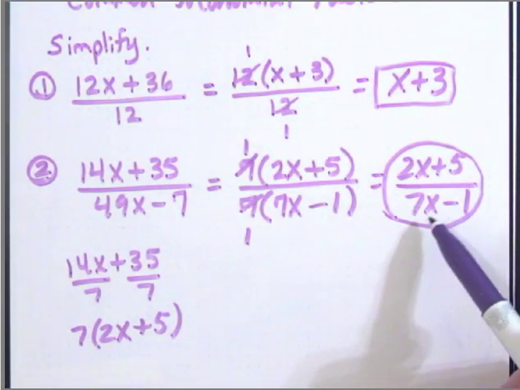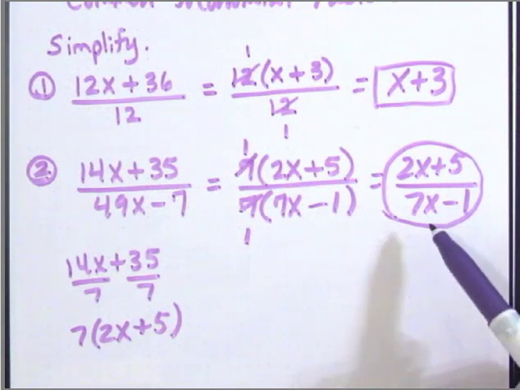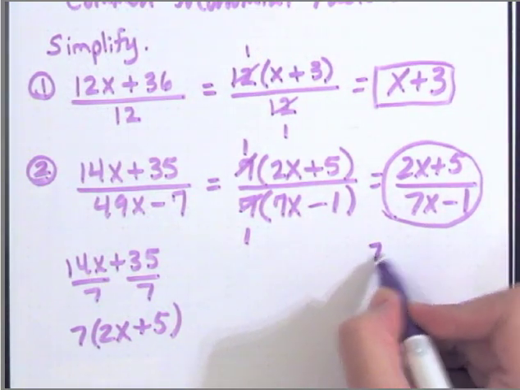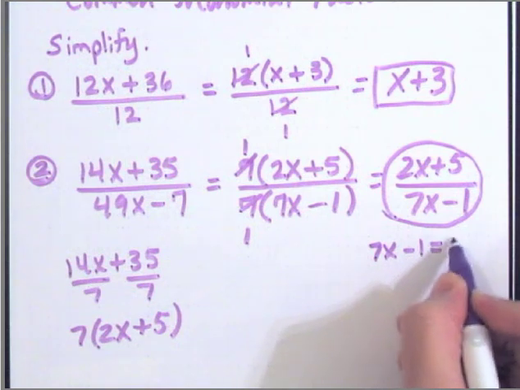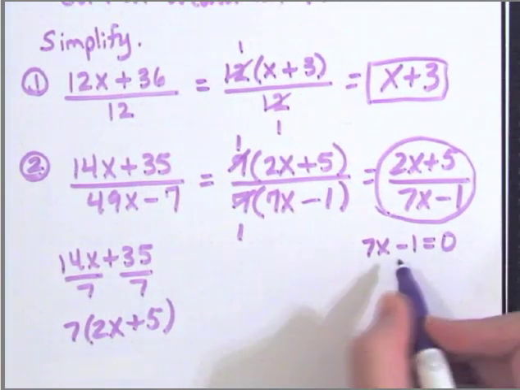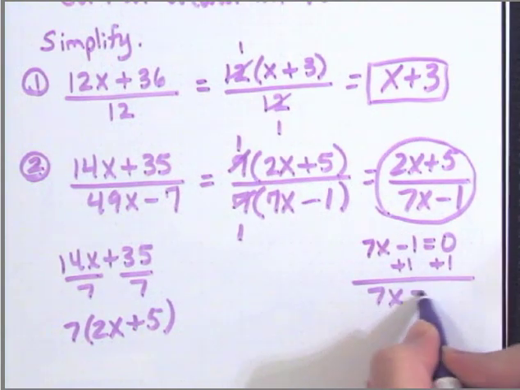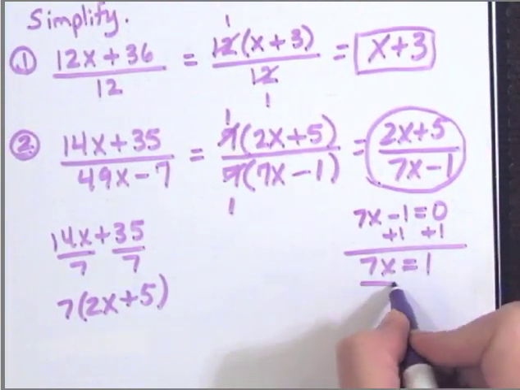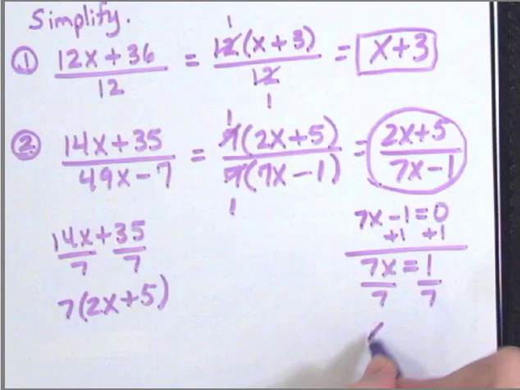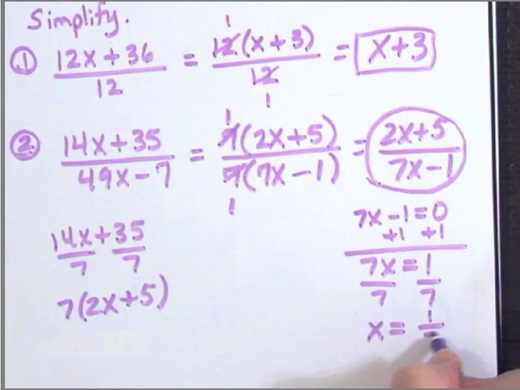Now, since I have a variable in the denominator, I need to worry about division by 0. There's some values I can't plug in for x. So to find that, what you do is set the denominator equal to 0. And then add 1 to both sides, and that'll be 7x is equal to 1, and then divide both sides by 7. And you want to leave that as a fraction.